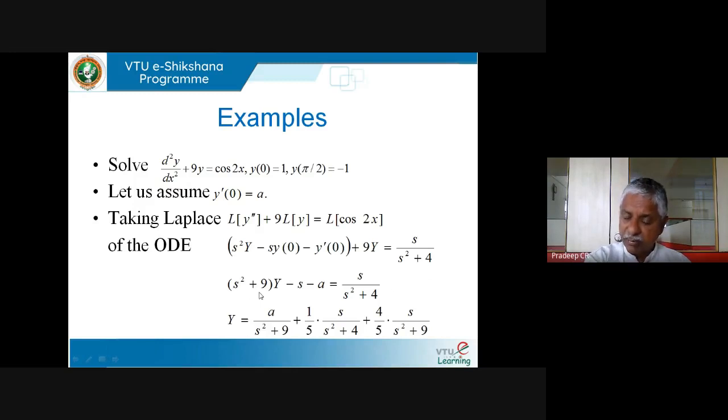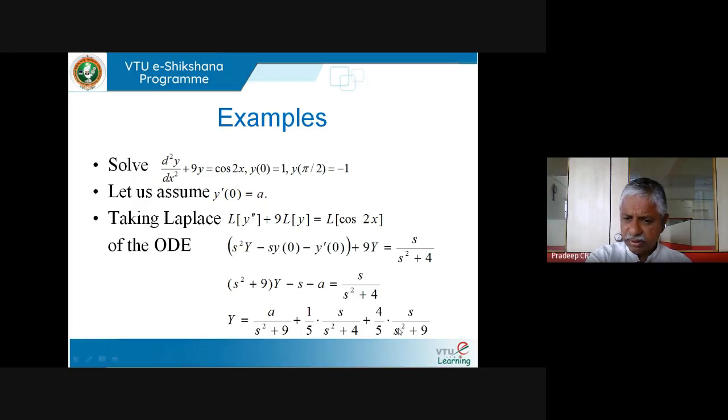Just divided by s square plus 9 and taken s minus a to this side, so it will become s plus a, and then divide by s square plus 9. That's what I have done here. Is there some problem here?